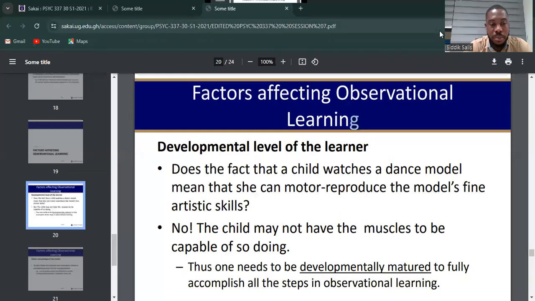Okay, guys, welcome back to continue the observational learning revision. This is where we got to: factors affecting observational learning.